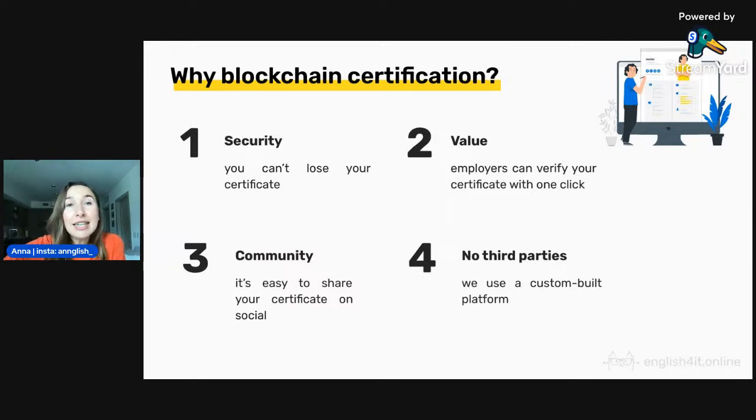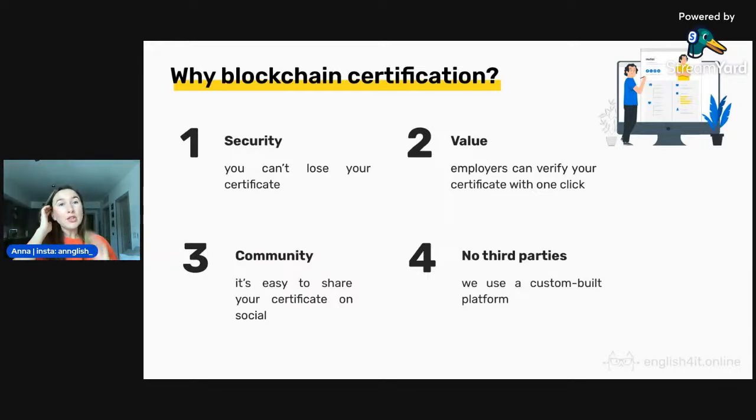Yeah, so technically it's security. You cannot lose your certificate. It's always there. The certificate will always be available on OpenSea. It's recorded. The information is recorded on blockchain. The value to your employers: you receive a certificate that is blockchain verified. For example, you apply for a new job, and your employer sees that you have a verifiable certificate. You didn't create it yourself.